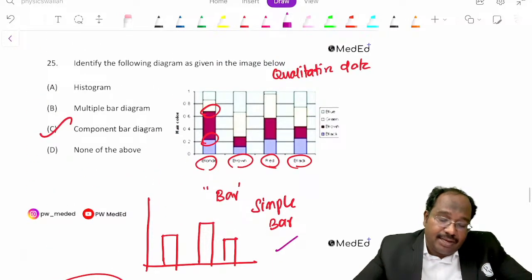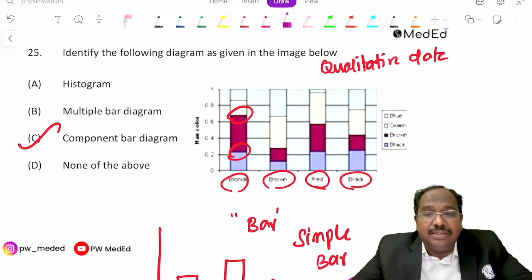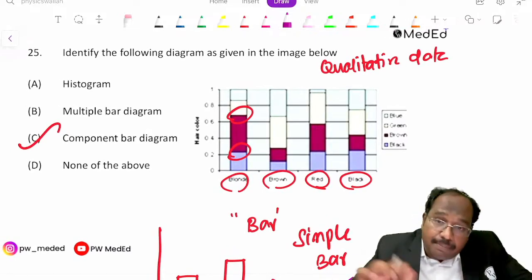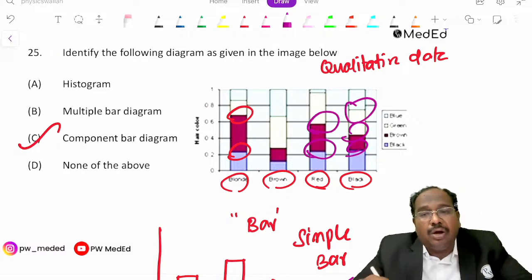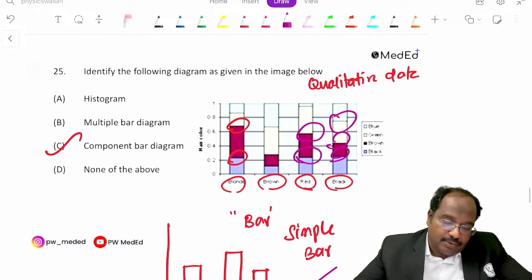And the question given here is, what is this? This is where 2 or more variables are compared within the bar itself. You can see multiple components are there. So this is a component bar chart.